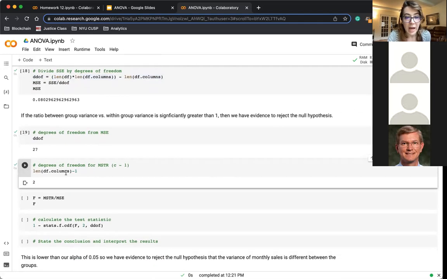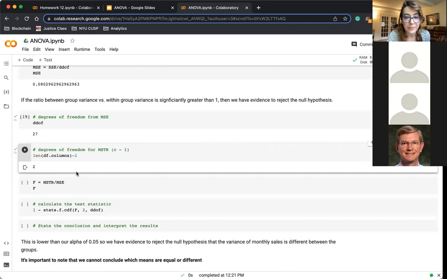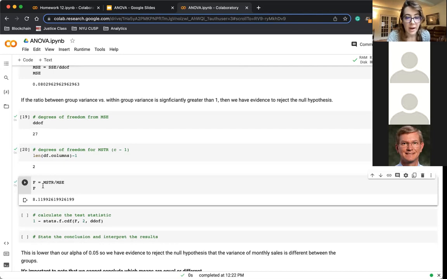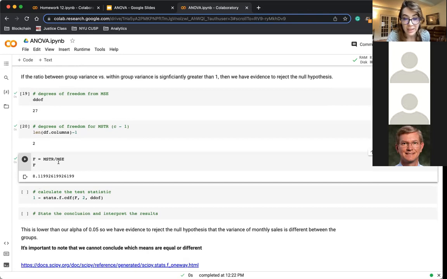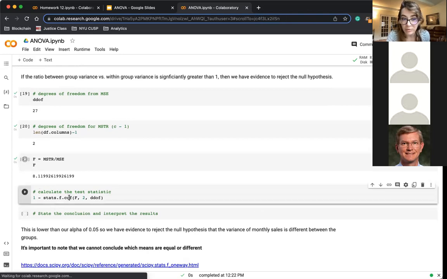And then we take how many columns we are working with minus 1 for the degrees of freedom for the MSTR. And so here's really our test statistic of this value. And now to create a p-value from it, using our cumulative density function to know how far away from the expected value we would be, given the degrees of freedom in the numerator and denominator. And that's why we have these different inputs here.